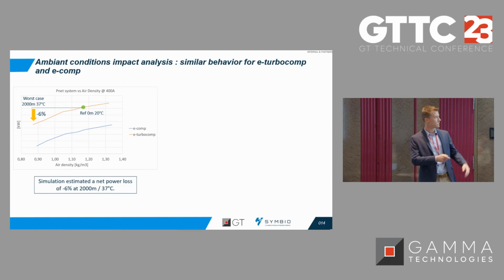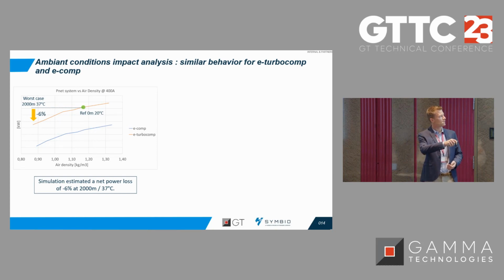In that case, if you focus on the orange curve, which is here, you can see that using the turbo compressor, from the reference conditions at sea level and 20 degrees C to the worst case, 2,000 meters of altitude and high temperature, we lose up to 6% net system power.